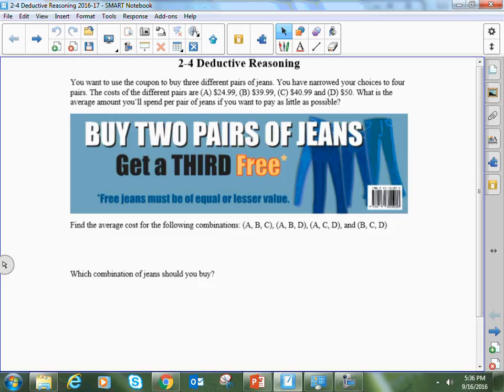So here in deductive reasoning, to begin with, there's an exercise that I want you to try and be able to work through. We have a situation where you're buying 3 pairs of pants. Make sure you read what it's asking you to do and find the averages of these 4 combinations and see what you come up with as values. And based on your answers, draw a conclusion about which combinations of jeans you could buy. So go ahead and pause the video when you're ready, answer these questions, and when you're done, push play again.